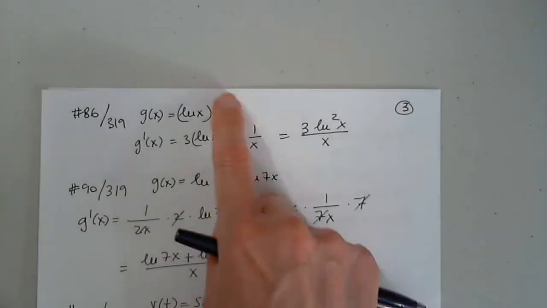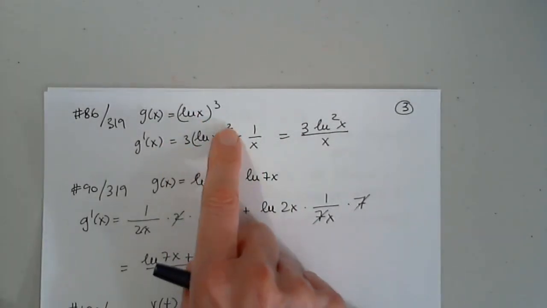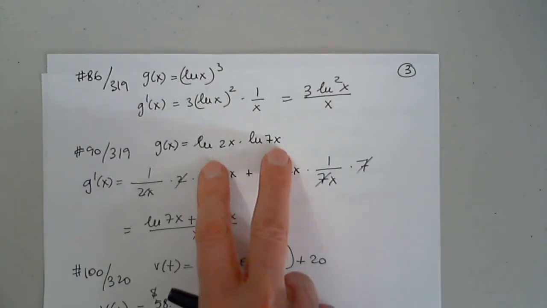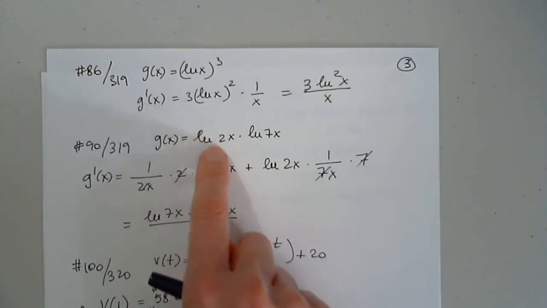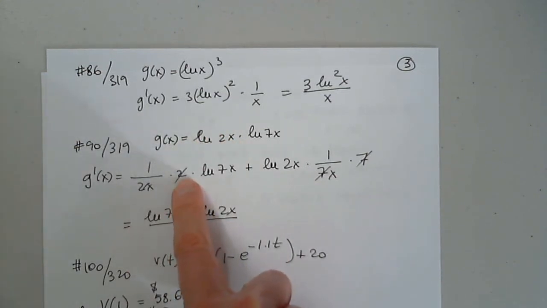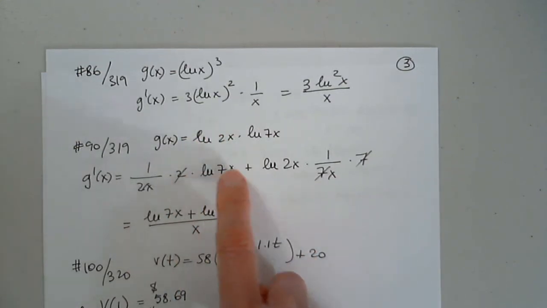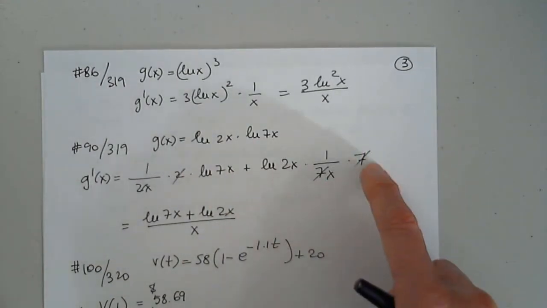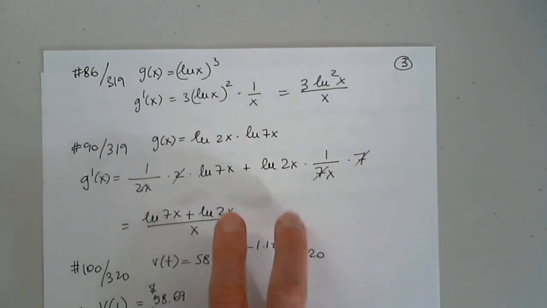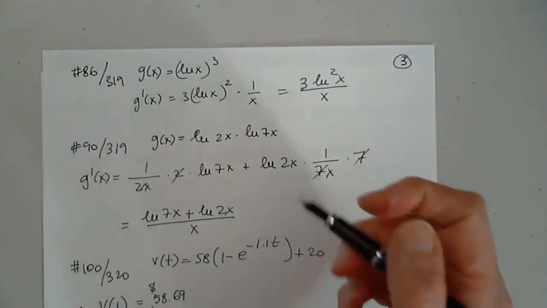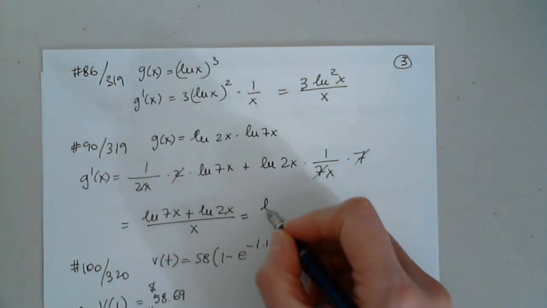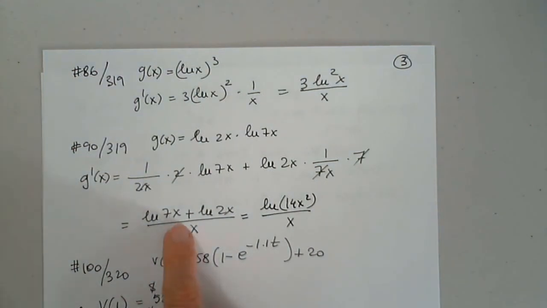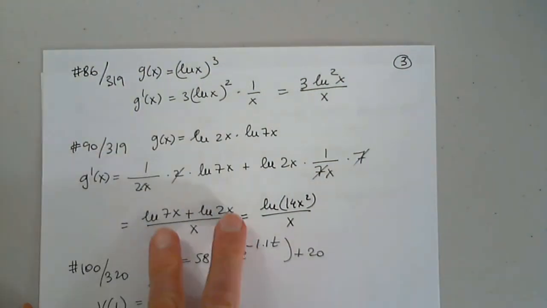Natural log to the third prime: bring down 3, subtract 1 from the power and differentiate the inner function, so we get this. This is a product, same thing. Natural log, first function prime is 1 over 2x times the inner function prime, which is 2, times the second function, plus the first function times the second function prime, 1 over 7x times 7, and we simplify. Simplify the 2. Natural log 7x plus natural log 2x. Indeed, many of you wrote this, which is perfect, divided by x, because the sum of two logs comes from the log of the product.